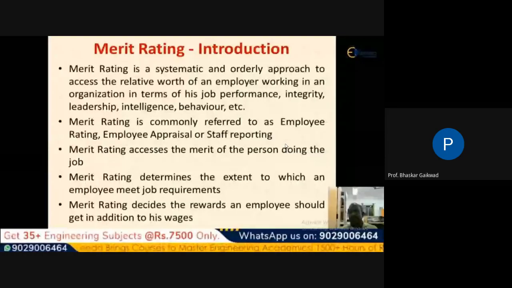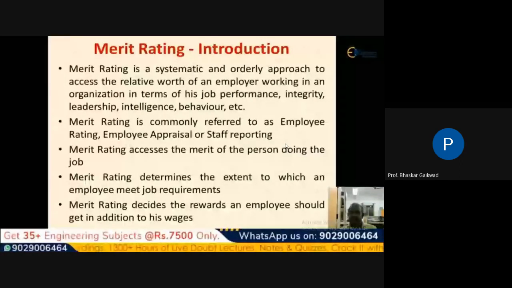This merit rating is commonly referred to as employee rating, employee appraisal, or staff report. It is going to assess the merit of the person doing the job, that is, to what extent he is able to cope with the requirements of a particular job. He may be awarded benefits like incentives, wages, or any other factors, like free medicals or free education for their children. You can award him in any aspect.